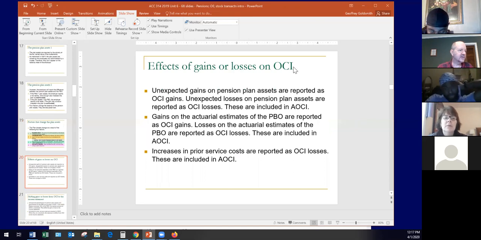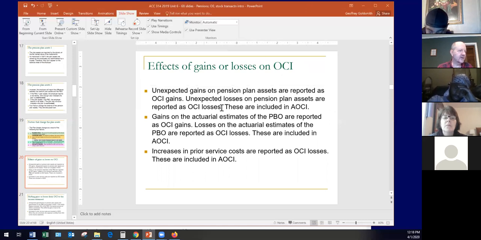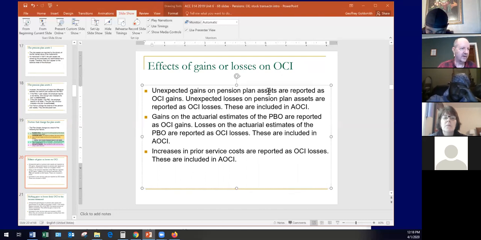Effects of gains or losses on other comprehensive income. So first we take a look, unexpected gains and losses on pension plan assets. The unexpected gain is reported as an other comprehensive income gain. Unexpected losses, other comprehensive income losses. These are included in accumulated other comprehensive income. So I need to refresh your memory for that.